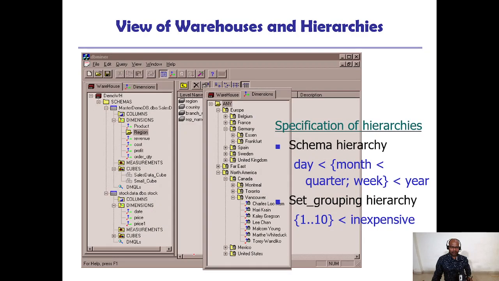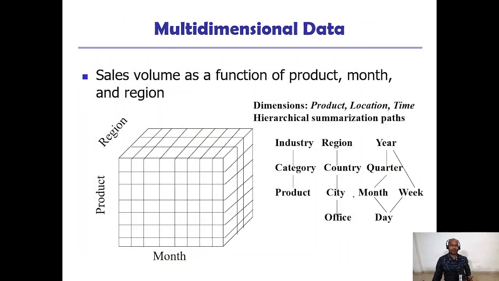So how do we view a data warehouse and its data hierarchies? The hierarchies are specified like this. A day is smaller than a week, a week is smaller than a month, a month is smaller than a quarter, and a quarter is smaller than a year. This is the hierarchy of time. Like that, we will consider many types of hierarchies. Suppose 1 to 10: 1 is smaller than 2, 2 is smaller than 3. Like that, we can construct different kinds of hierarchies.